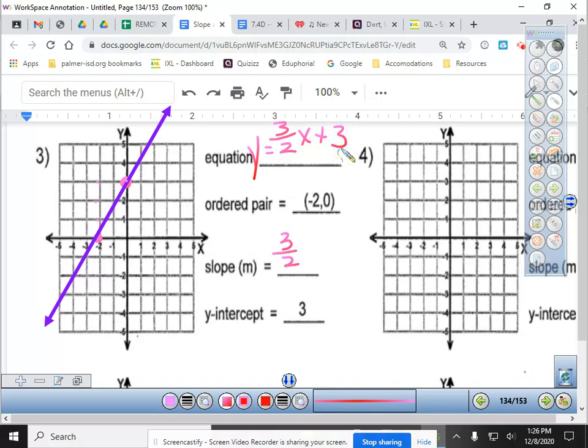Y'all are awesome. You're graphing lines. You're writing equations of lines. You're kicking that line's booty. You are kicking its hind end. Okay, so your assignment is page 15 and 16. We'll start with 17 and 18 tomorrow, maybe. 15 and 16 is your assignment. Don't steal my rulers.